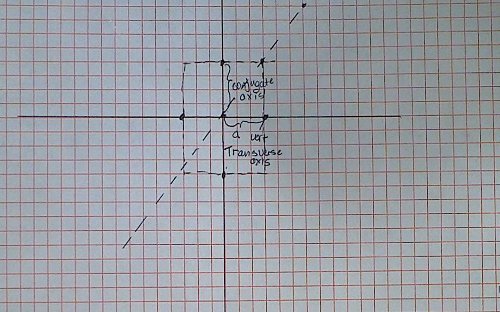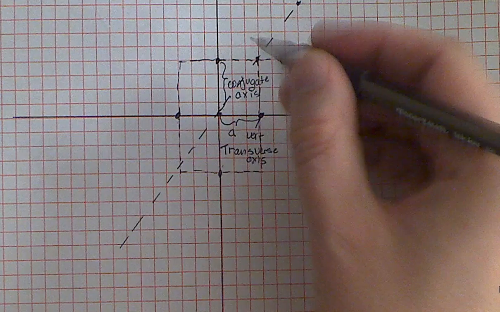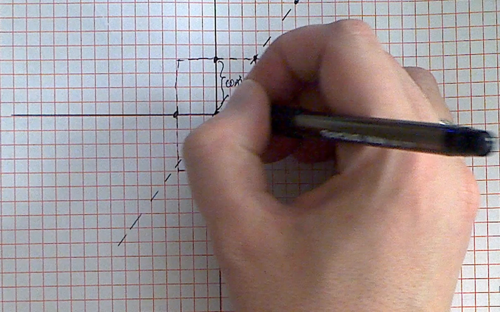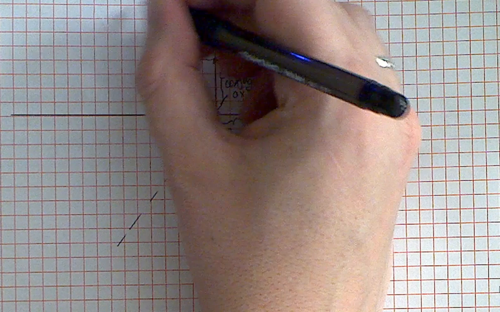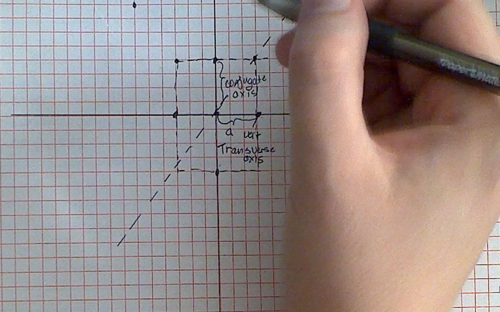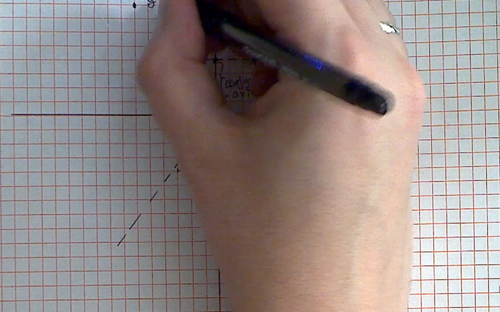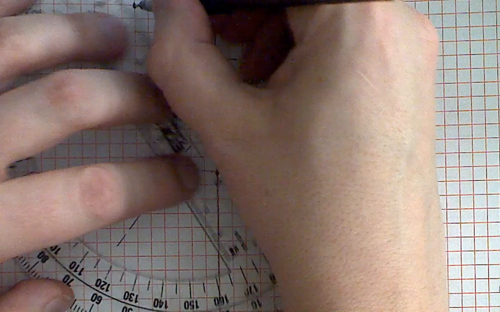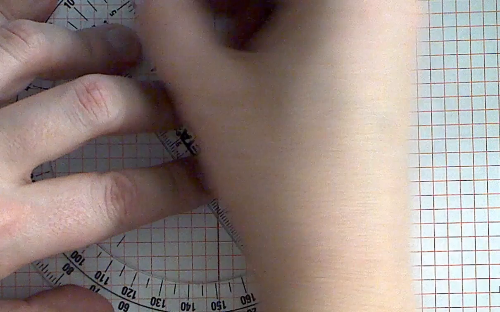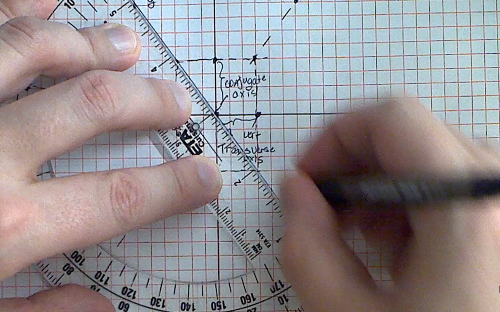Now for the other one, for y equals negative 4/3, I'm going to go up 4 and left 3. 1, 2, 3, 4, 1, 2, 3. And then this is y equals negative 4 over 3. Wait, it's not negative 4, negative 3? No, because if it's negative 4 over negative 3, then it's positive.